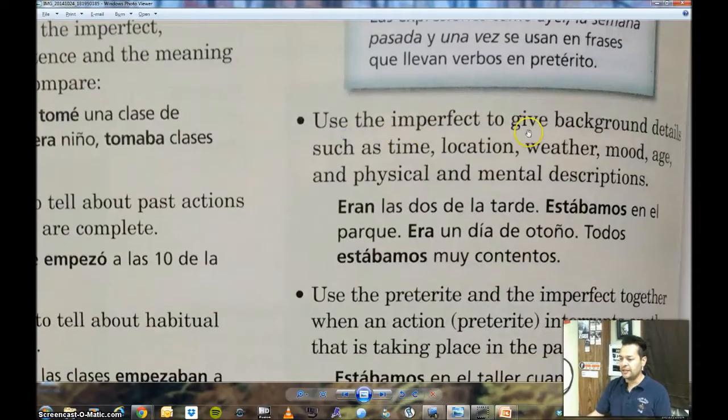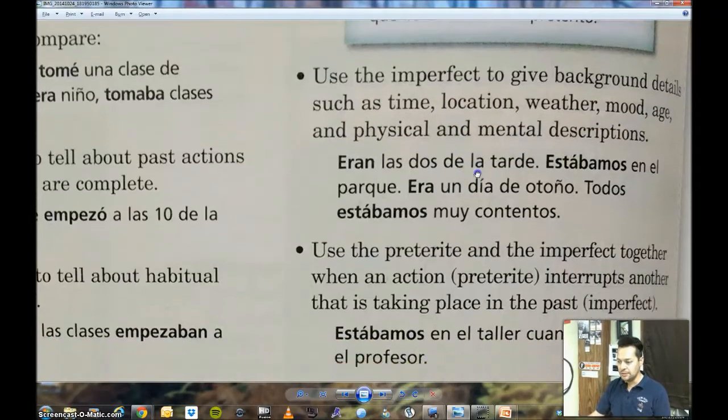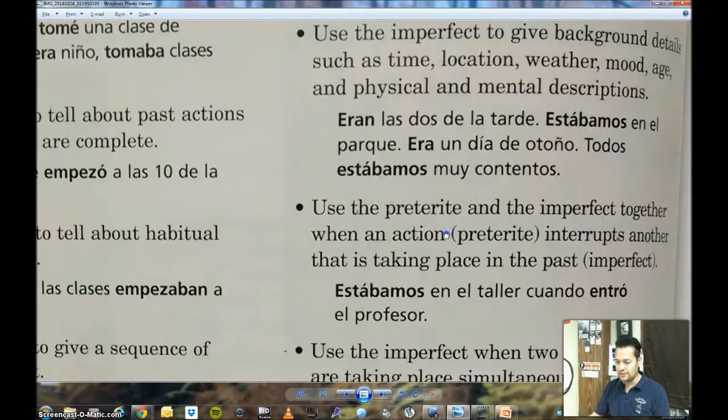Use the imperfect to give background details such as time, location, weather, mood, age, and physical and mental descriptions. Eran las 2 de la tarde. Estábamos en el parque. Era un día de otoño, autumn. Otoño means autumn. Todos estábamos muy contentos. We were all very happy. All right, so notice that the imperfect describes all of these things that you see.